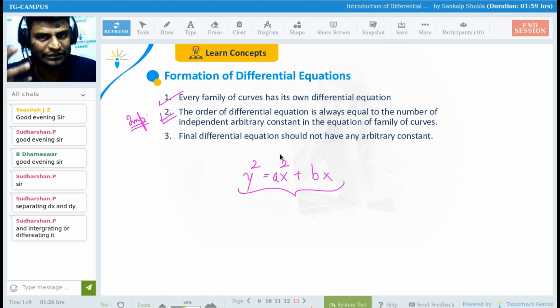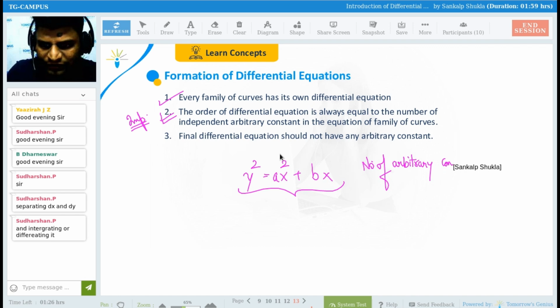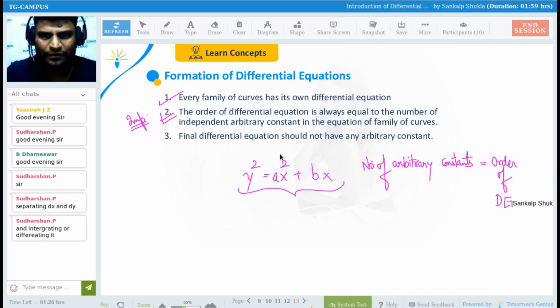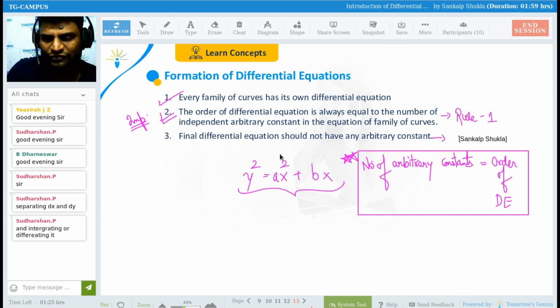Now if you are differentiating any function two times, that means you are reaching the second order derivative, right? So ultimately the number of arbitrary constants will become the order of the differential equation. This is a very special rule. The number of arbitrary constants will automatically become your order of differential equation. This is clear? And this is nothing but rule number 1, and this is rule number 2.